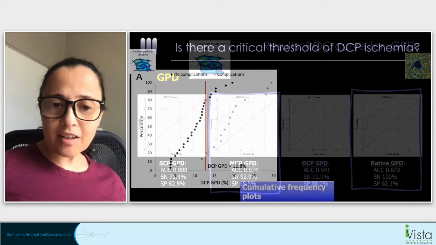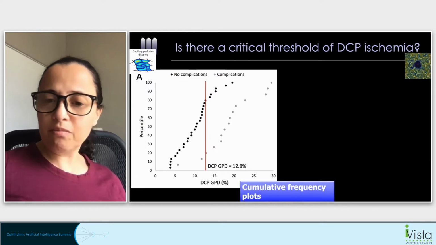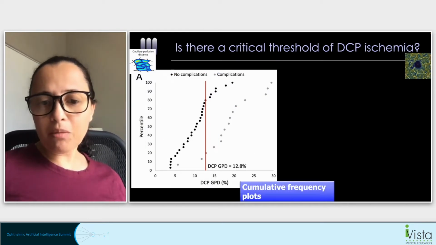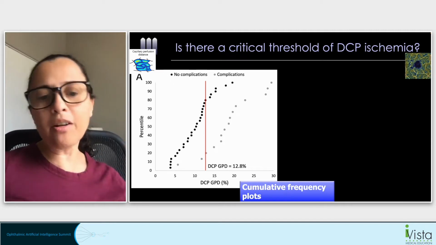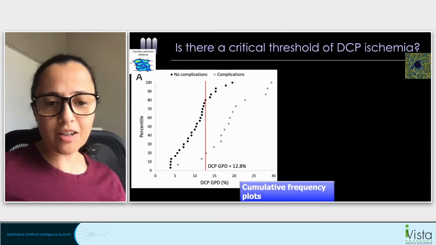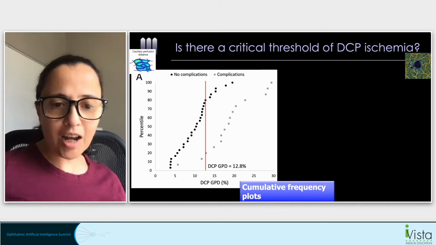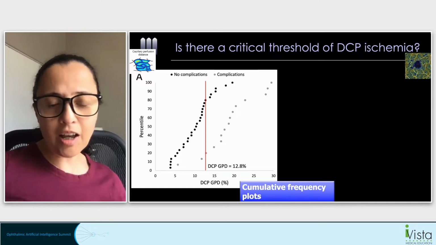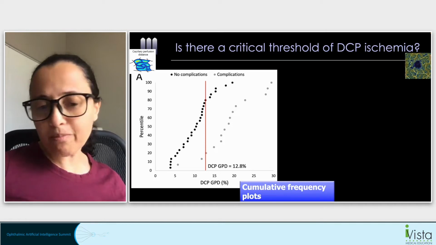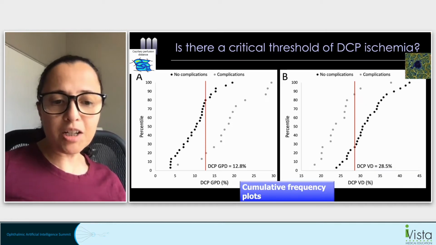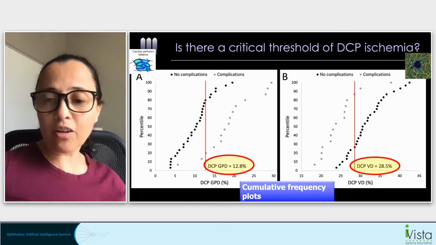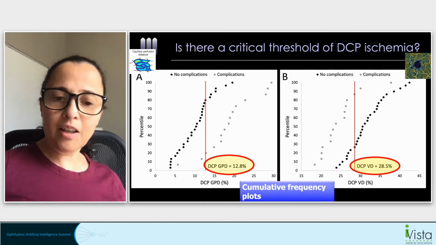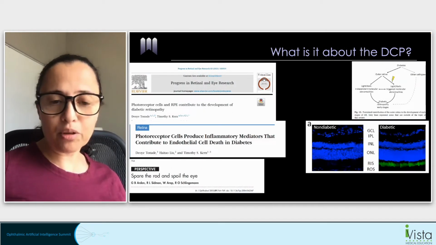So with that, we thought to try to think about a metric and how to implement it in clinical practice. Could there be a number that we could give clinicians to look for to identify these high-risk patients? And it looked like 12% or 13% of the DCP GPD would be a good number to hang your hat on, or 28% or so of the DCP, and that these would be highly predictive.